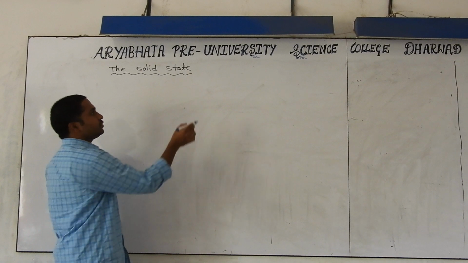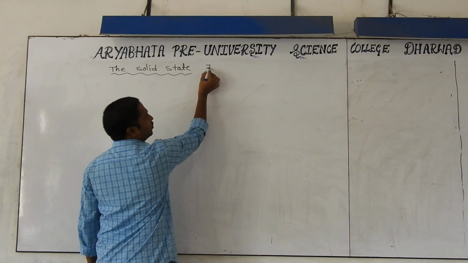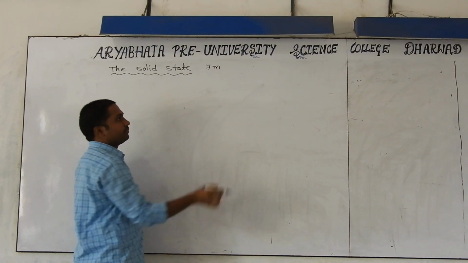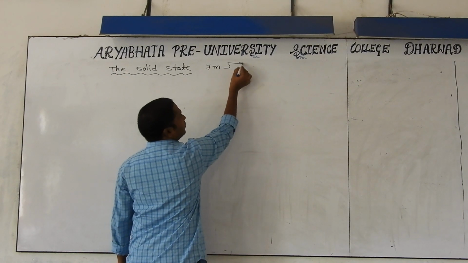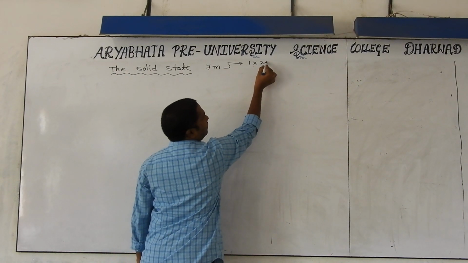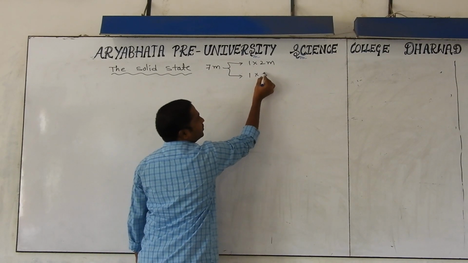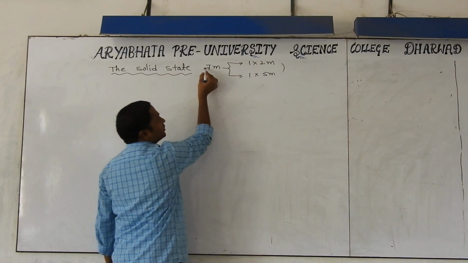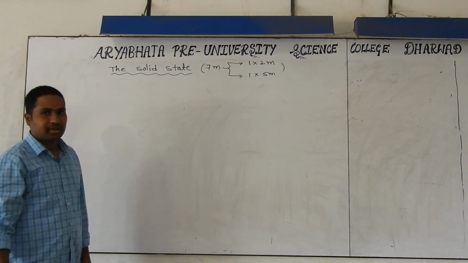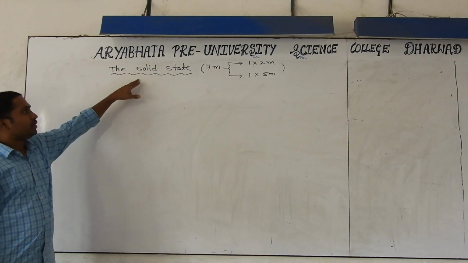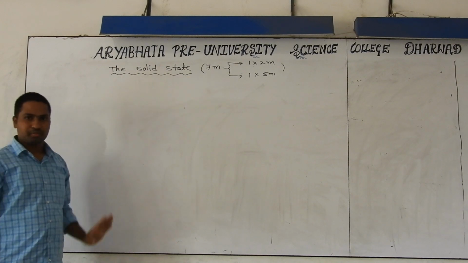Okay, the weightage of solid state from the board point of view is 7 marks. Out of 7 marks, we will get one 2 marks question as well as one 5 marks question. Okay, this is the weightage. Everybody should understand very carefully. It's very important from both the board and competitive point of view.